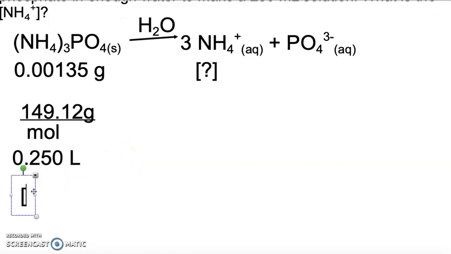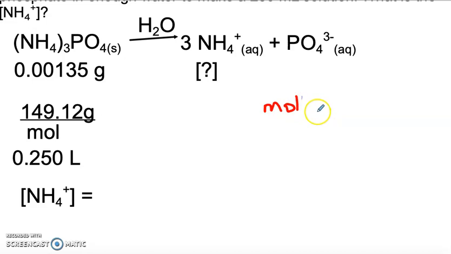Again, we want to do the same thing we always want to do. We want to think about what are the units that we are trying to get, right? And we are trying to get moles per liter, but specifically, we're trying to get moles of ammonium ion per liter, right? So we have to make sure that ultimately the unit I want to get is going to be moles of that NH4 plus over liters.